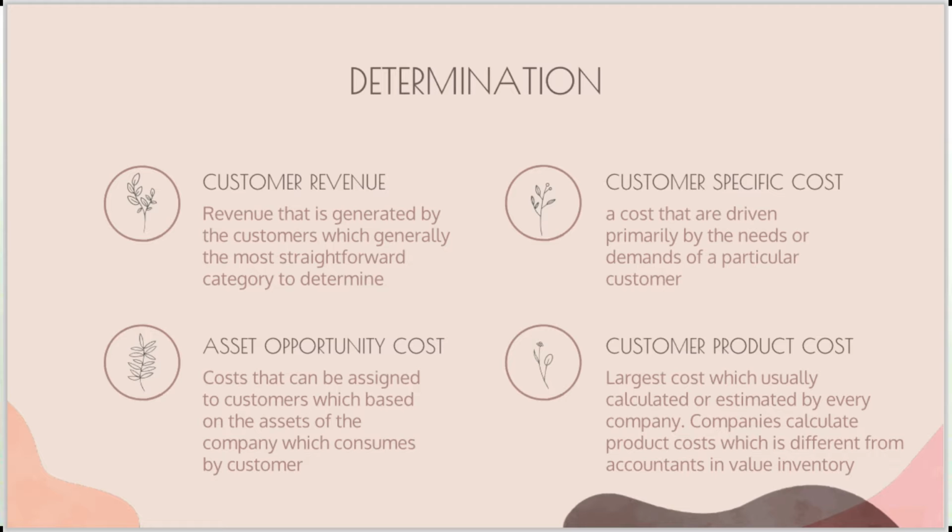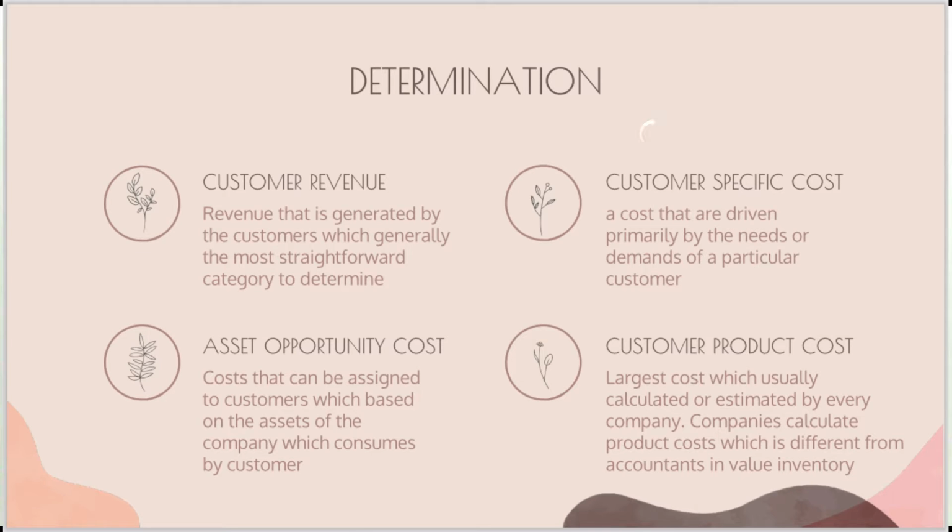For determination of CPA, there are 4 categories to determine. The first one is customer revenue. Customer revenue refers to the revenue that is generated by the customer, which is generally the most straightforward category to determine. Companies usually have information that captures sales or revenue related to the specific customer. This includes customer discounts, rebates, and other deductions. The overall revenue generated over the entire customer relationship is attributed to most of the business growth.